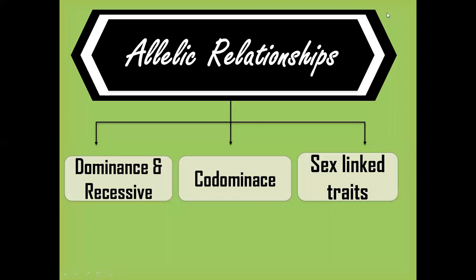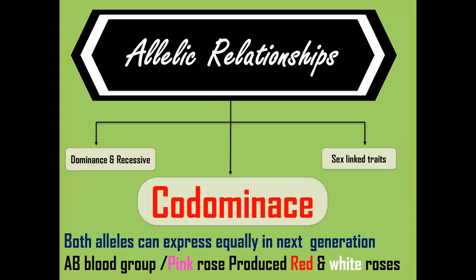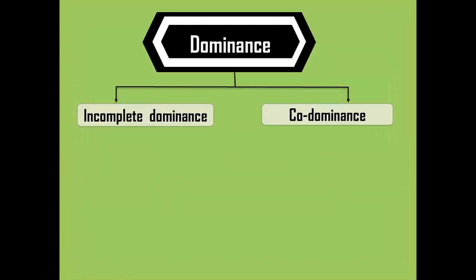Allelic relationships are classified into dominance and recessive, codominance, and sex-linked trait. In these sessions, we are going to emphasize codominance, in which both alleles can express equally in the next generations. For example, the AB blood group or pink rose produced by red and white roses.